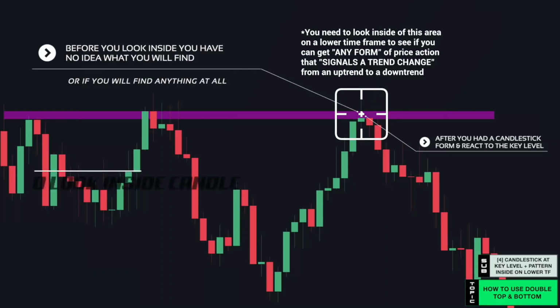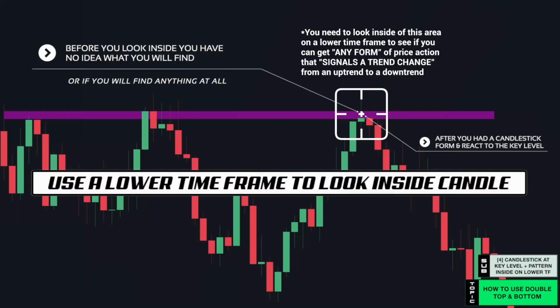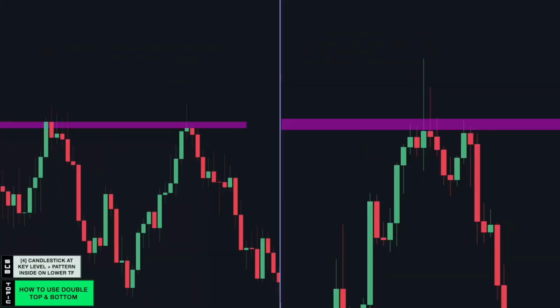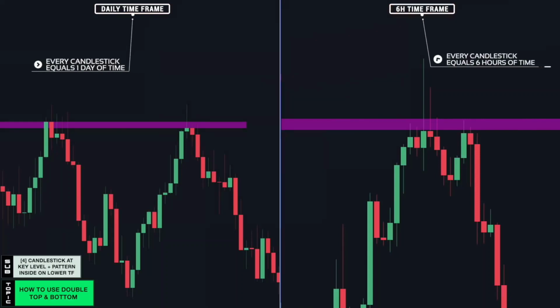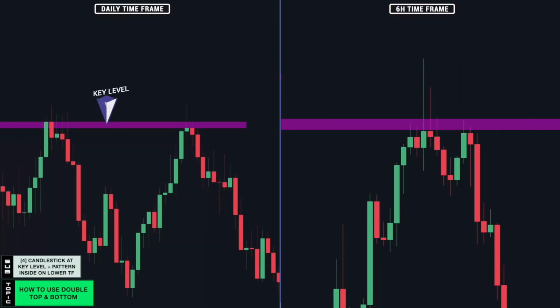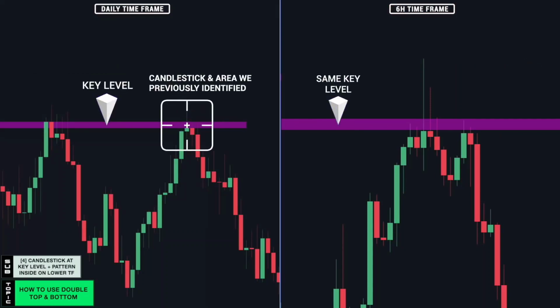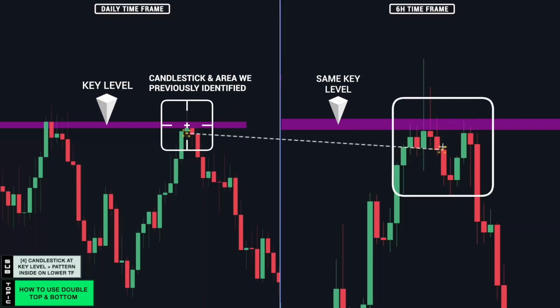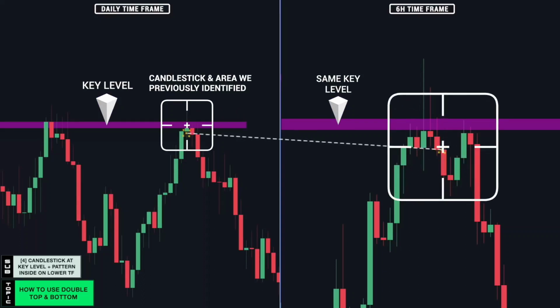anything at all. So let's pull up a lower time frame, specifically the 6-hour time frame, and put it beside this one. So on the left is the daily time frame we just looked at, and on the right here is the 6-hour time frame of the same asset. This resistance level here is the same resistance level here. This area here, where the candlestick formed, is this same area here on the 6-hour time frame.